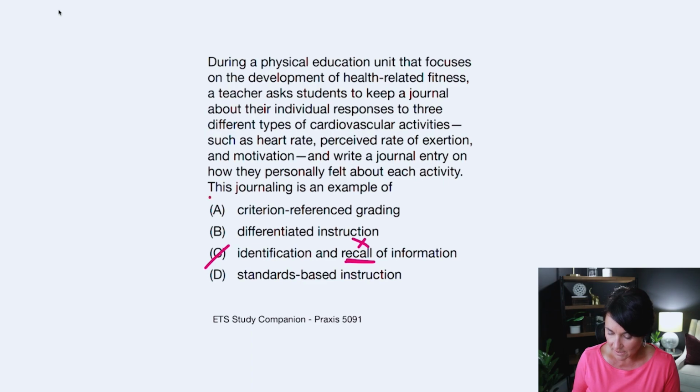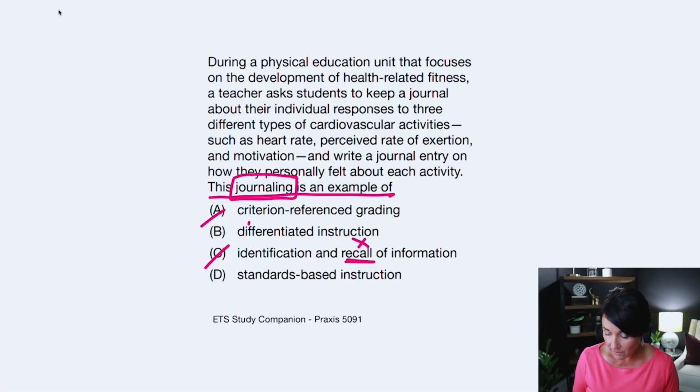The question stem says this journaling is an example of journaling. Well, journaling is definitely not criterion referenced. I mean, if you were stretching, you could call it criterion reference. But remember, criterion reference is a standards-based assessment. It's about the standards. Usually it's a formal multiple choice test or short answer. It's definitely not journaling. Journaling is about your feelings and stuff. So I'm going to cross off A.